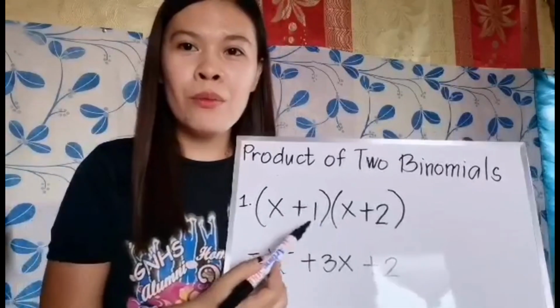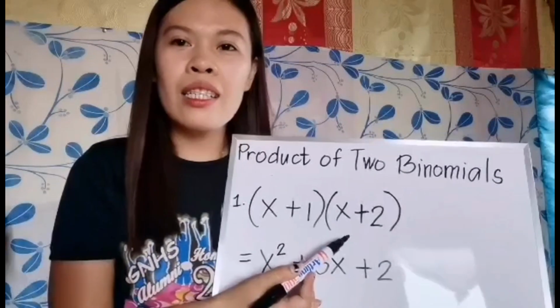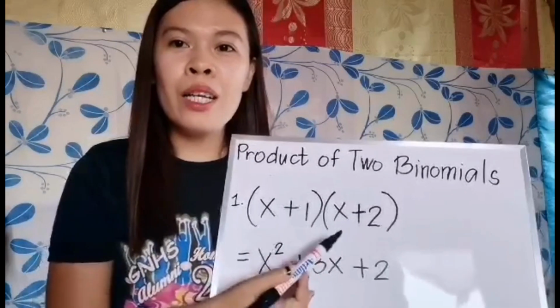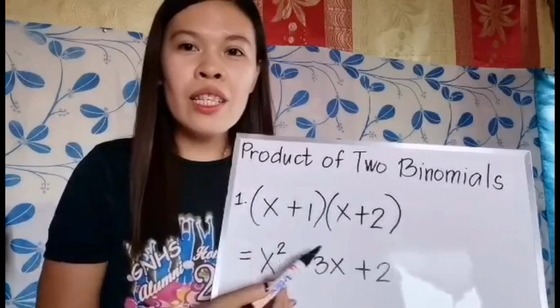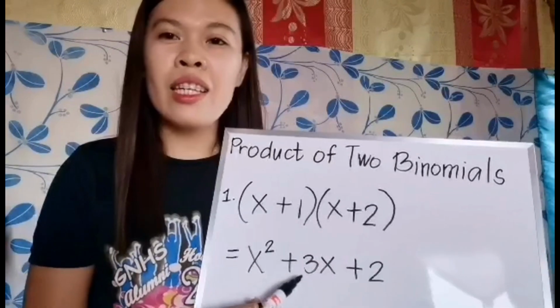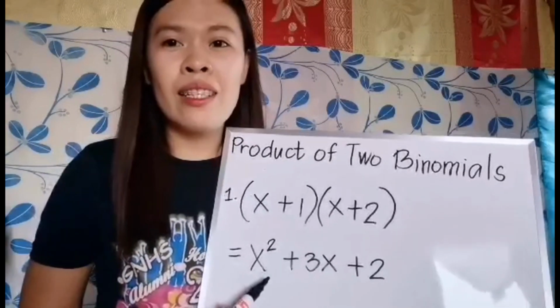We have the two binomials. The first one is x plus 1 and the second one is x plus 2. We have to get the product of these two binomials. So I have already here the answer. The answer should be x squared plus 3x plus 2. How should we get this answer?